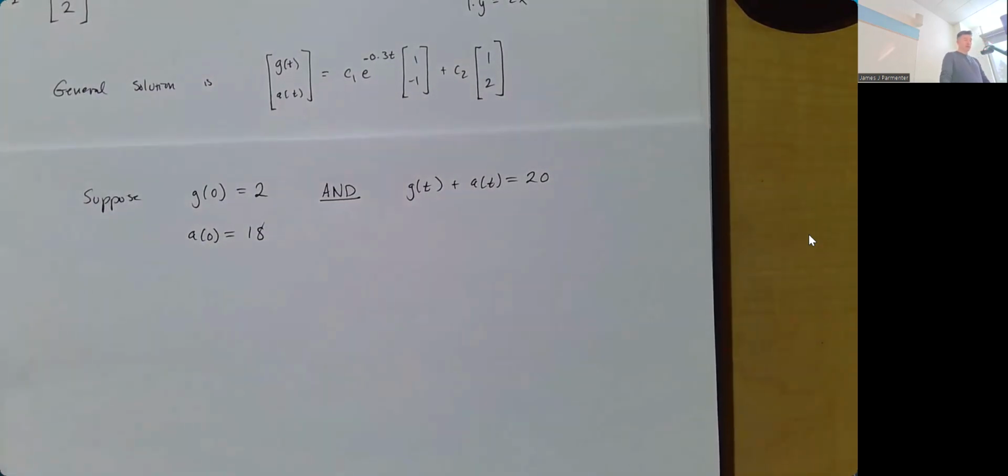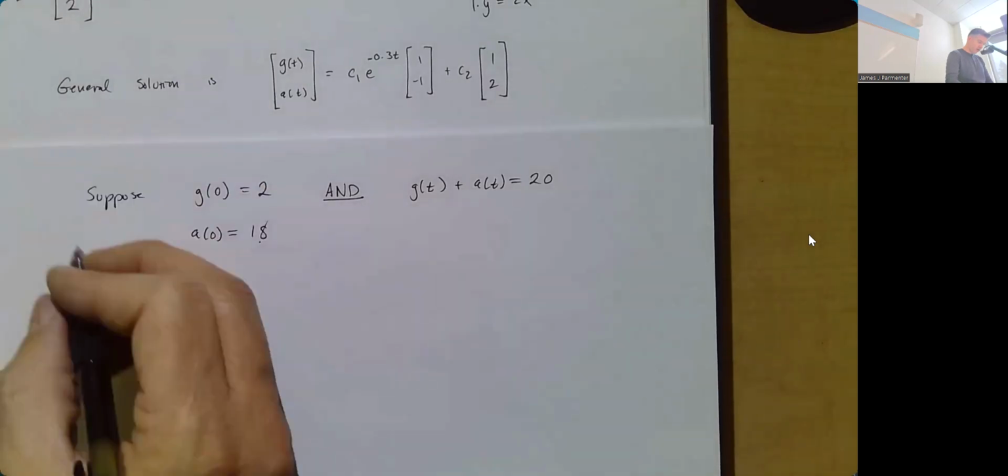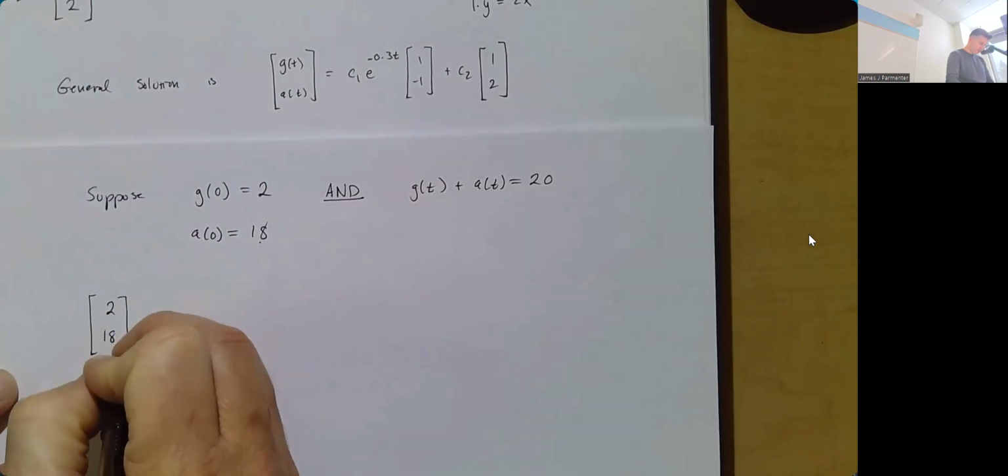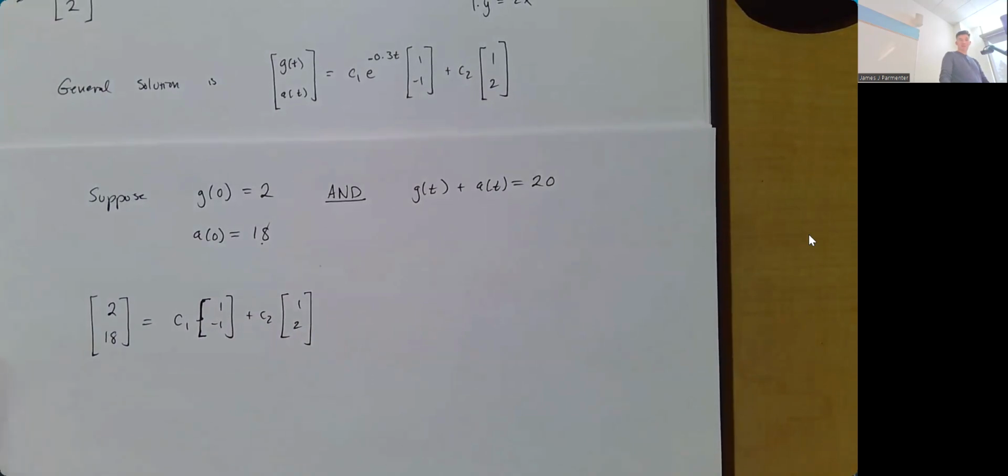So now plugging in t equals 0, G equals 2, and A equals 18, our new equation is going to be 2, 18 equal to C1 e to the 0, which is 1, times 1, negative 1, plus C2 times 1, 2. And now we can solve for C1 and C2.